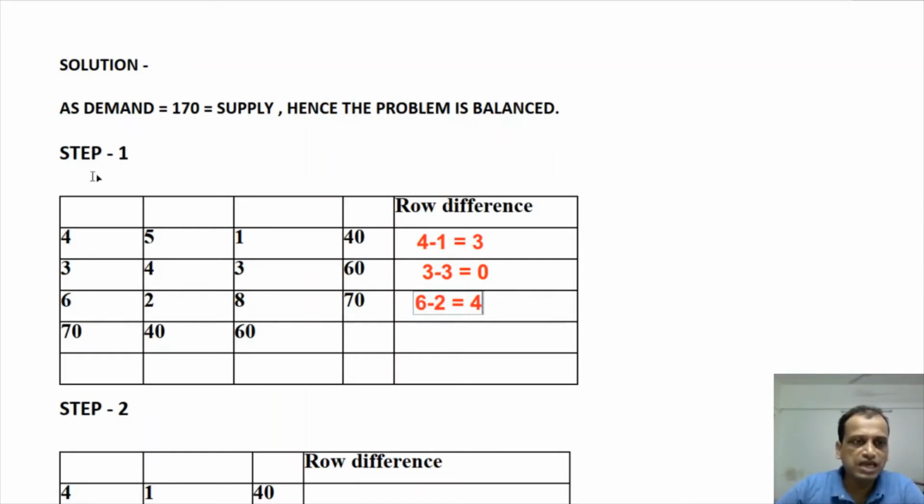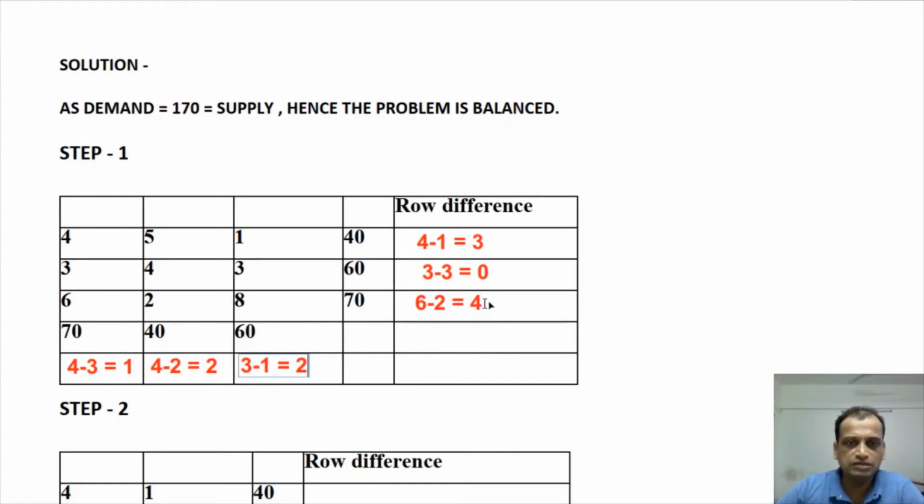Clear? Same we will do for the column difference. So what is the lowest one here? 3, and the second lowest 4. So 4 minus 3 equal to 1. Same here, lowest 2, second lowest 4, so 4 minus 2 is equal to 2. Again here, what is the lowest one? 1, and the second lowest 3, so 3 minus 1 equal to 2. Now these are the penalties, right?